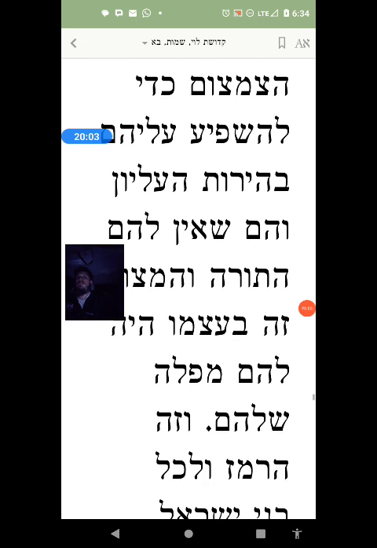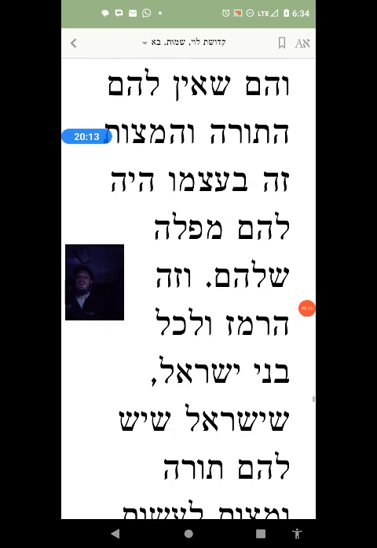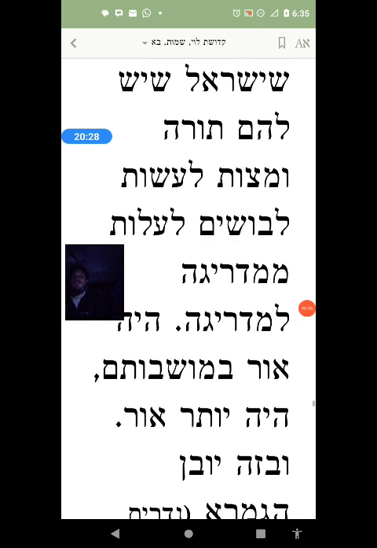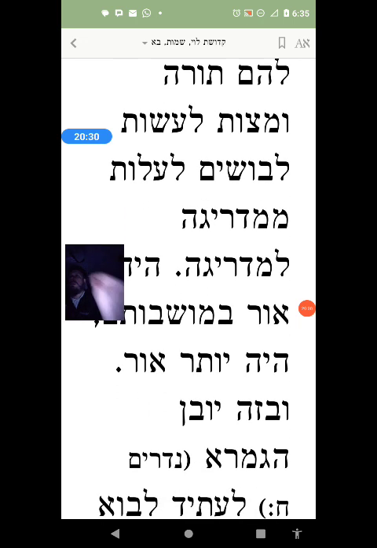Then you remove that constriction in order for that supernal light to shine on them. Because they don't have the law and the commandments, the Torah and the mitzvahs, that itself was their downfall. And that's what's hinted to, that unto all the children of Israel, the Israelites have the law and the commandments.